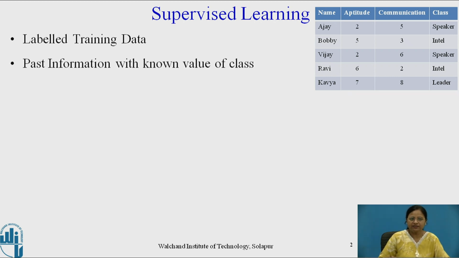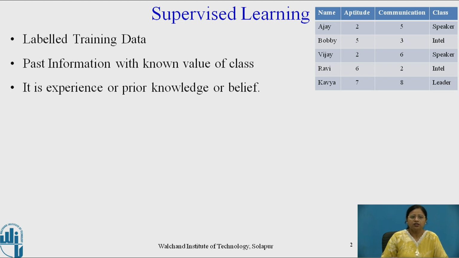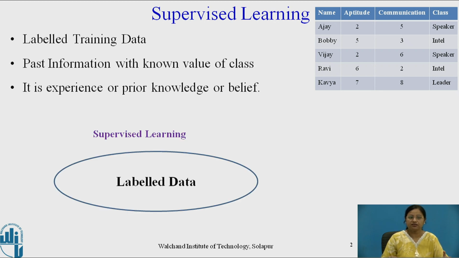This labeled training data contains past information with known values of class. Class is nothing but a category, or we can say it is the output variable. So in terms of machine learning, supervised learning, which contains labeled training data, is an experience or prior knowledge or a belief. This supervised learning works on labeled data.